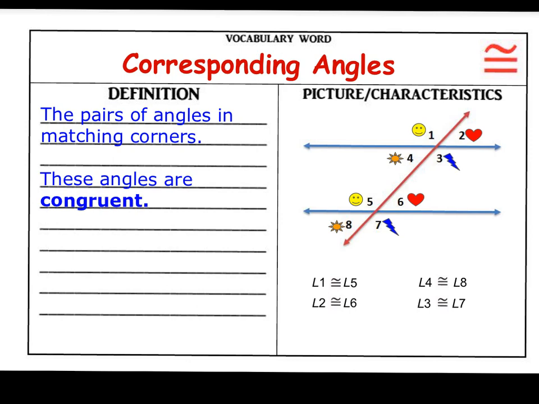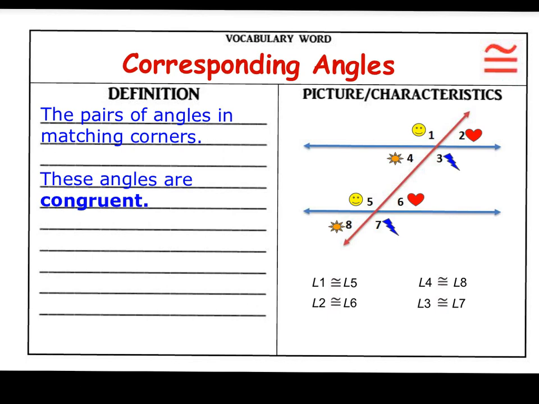Now we're going to talk about corresponding angles, and these angles are formed when my transversal, so the line in red, intersects my parallel lines, the two blue lines. Corresponding angles are the pairs of angles in matching corners. These angles are congruent, so make sure to jot that down when you're copying the definition.